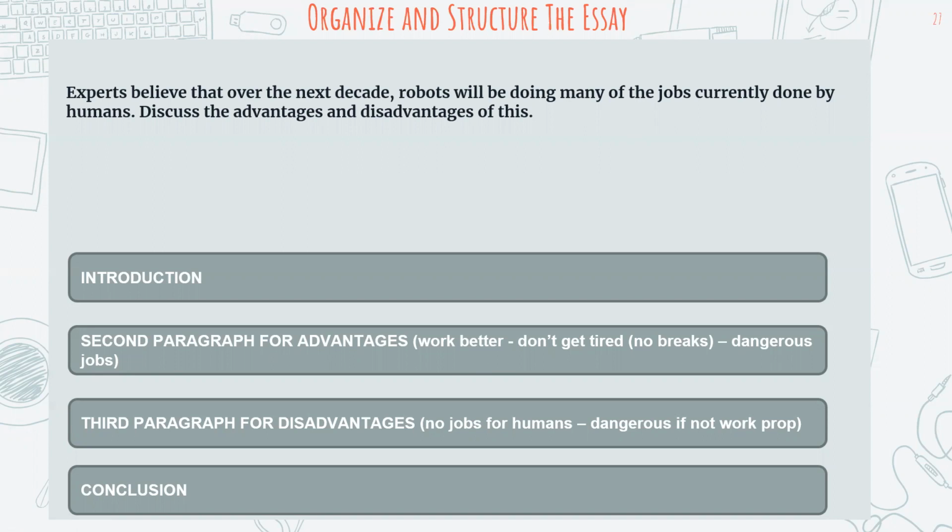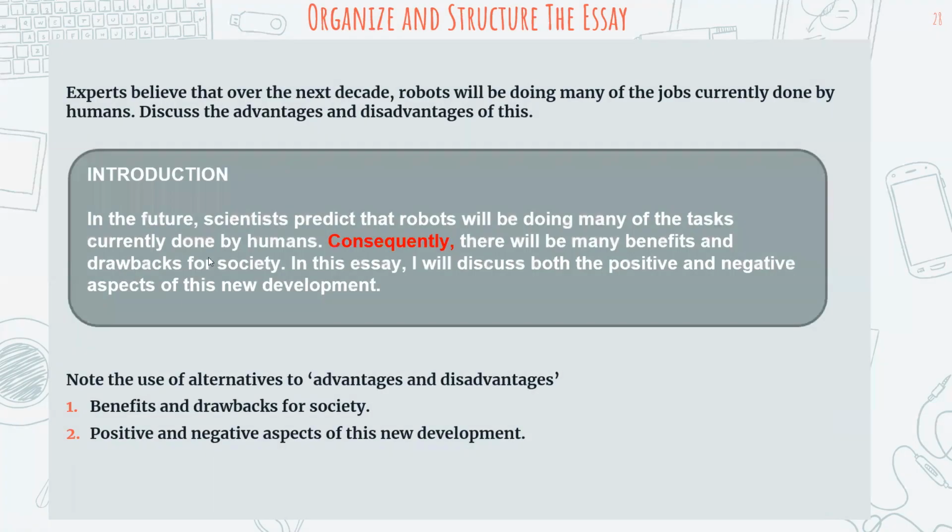It's fine. For the third paragraph, you are going to be talking about the disadvantages. Maybe the disadvantages could be no jobs for humans. Dangerous if they don't work properly. I mean the robots. And then the conclusion. Okay, your concluding paragraph. So let's do this.